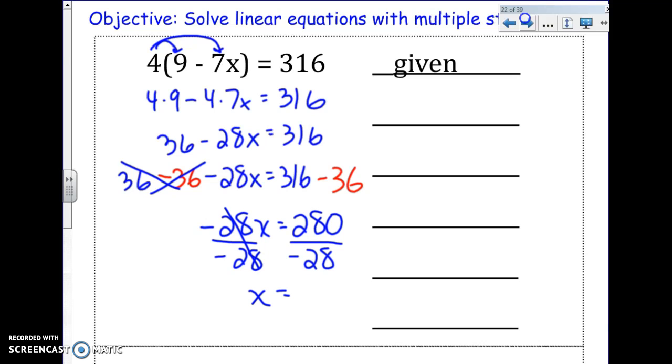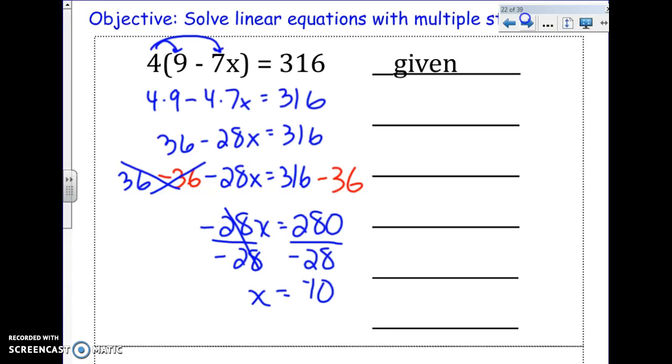I get x equals negative 4. I'm sorry, not negative 4, negative 10. And then I could check my work. There's also another way to do this. You don't have to erase your work. Maybe if you want to rewrite it down at the bottom.